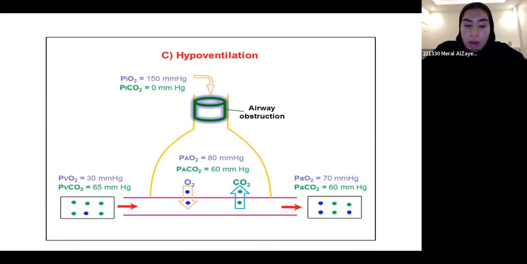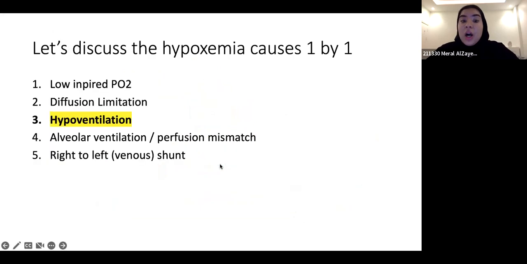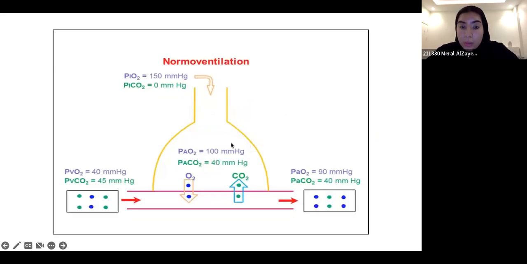So the inspired PO2 is the same. However, with decreased ventilation, we take in less oxygen, decreasing the alveolar partial pressure of oxygen. As I said, the outside is normal, but when we breathe in, we take in less oxygen, decreasing the alveolar partial pressure. Recall or compare the 80 here to the 100 we had in the normal.